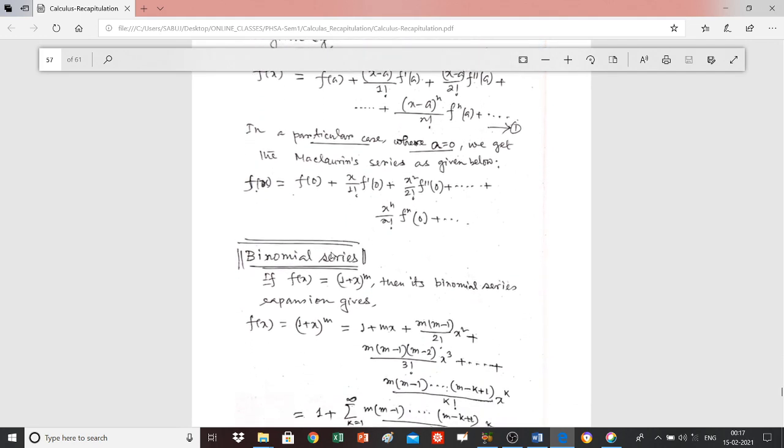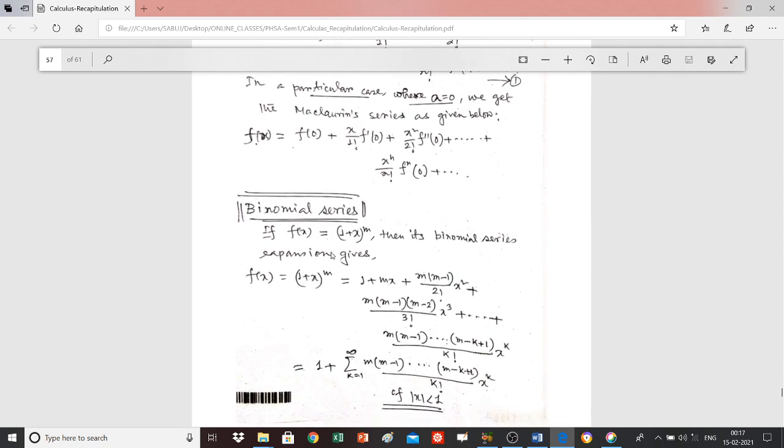Now come to the binomial series. If f(x) has the form (1 plus x) to the power m, then its binomial series expansion has the form: (1 plus x) to the power m is equal to 1 plus mx plus m into (m minus 1) by 2 factorial x square. And then the next term is m into (m minus 1) into (m minus 2) by 3 factorial into x cube.